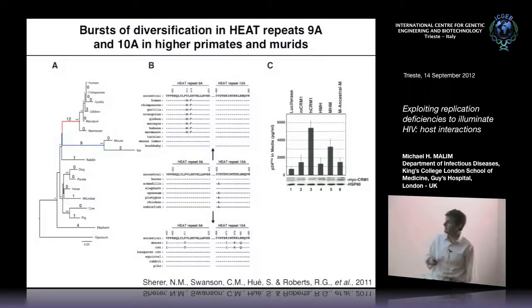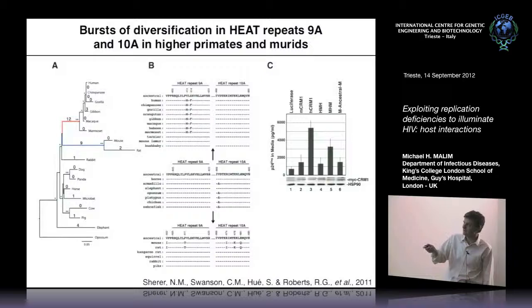We've also done a load of phylogenetic analyses looking at the different CRM proteins. And you can see here is the ancestral sequence in this region here. And it's rather interesting. It's actually mouse and primates are the two outliers, really. This region is incredibly well conserved through evolution, except rodents have accumulated a load of changes, as have primates.